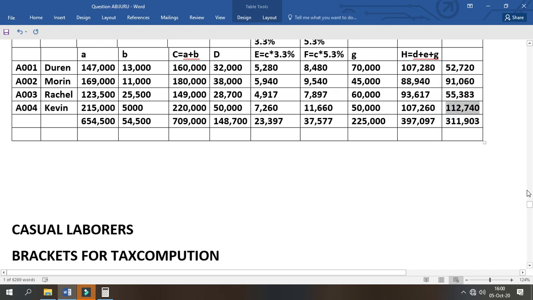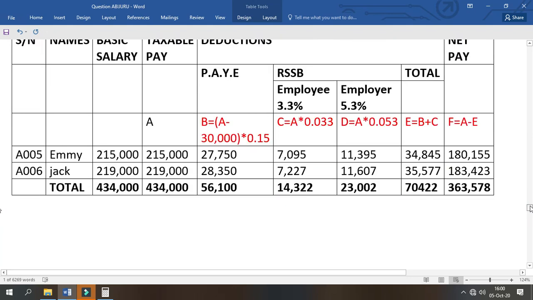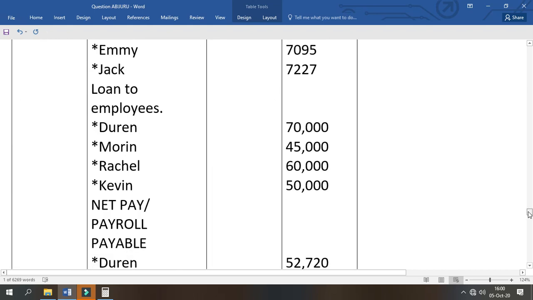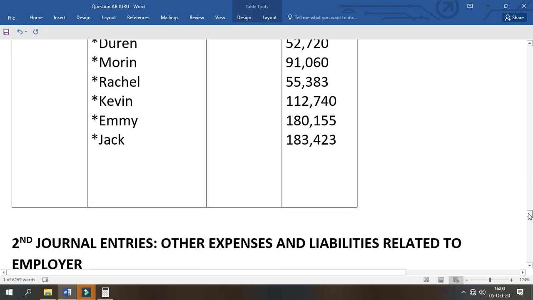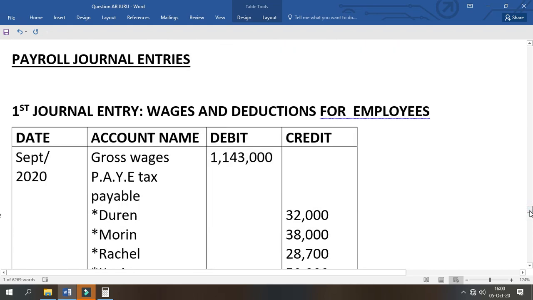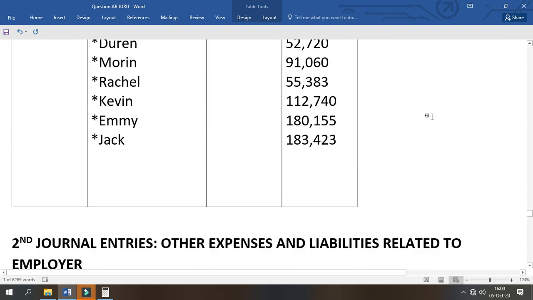And net pay for casual laborers: for Jake is equal to 8,155. This is net pay for Amy, and this is the net pay for Jake. Dear friends, dear brothers of this Patera TV, this net payable is credited in this journal entry. This is net pay credited.